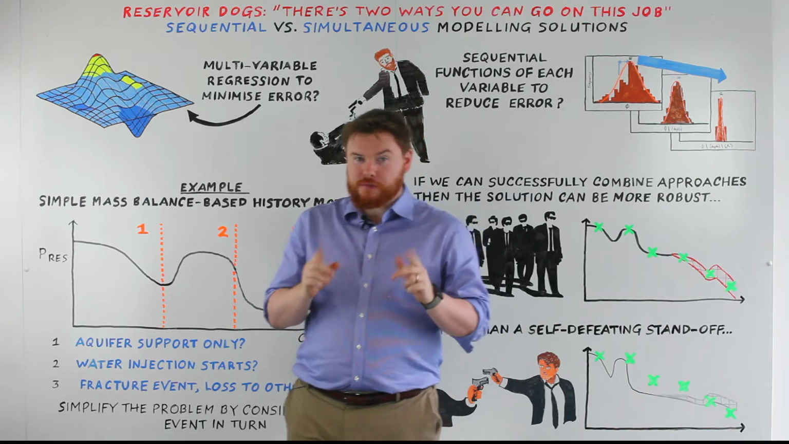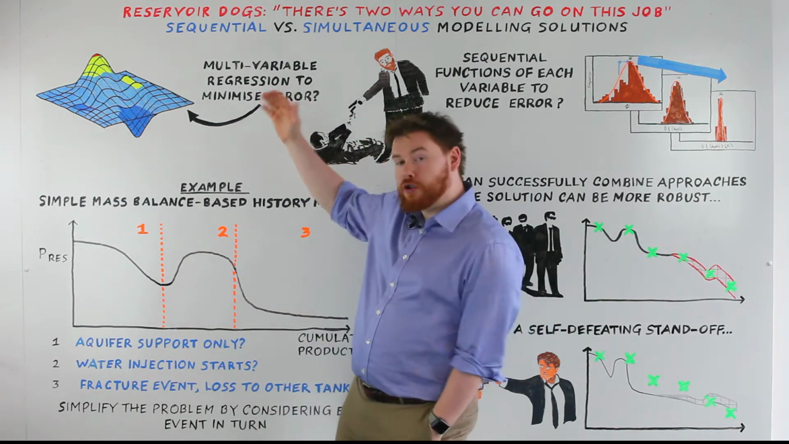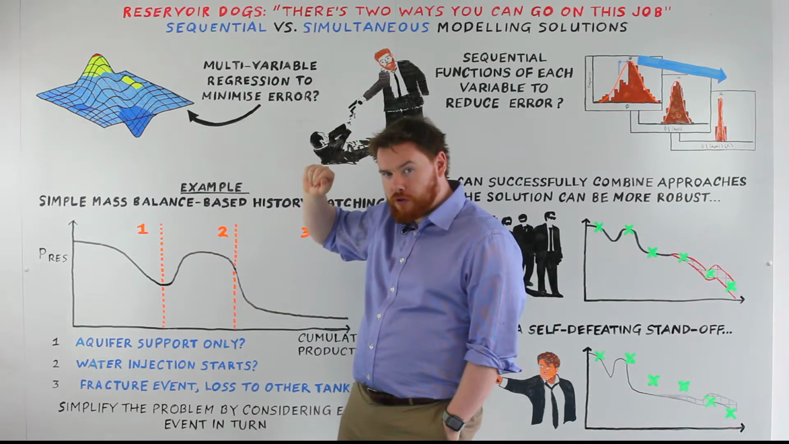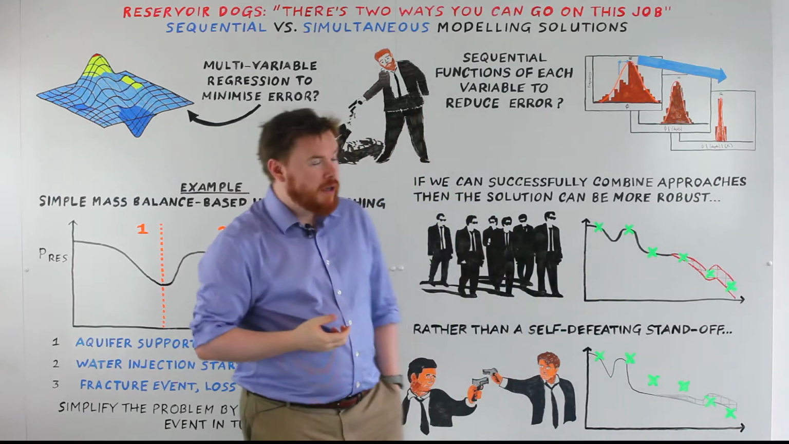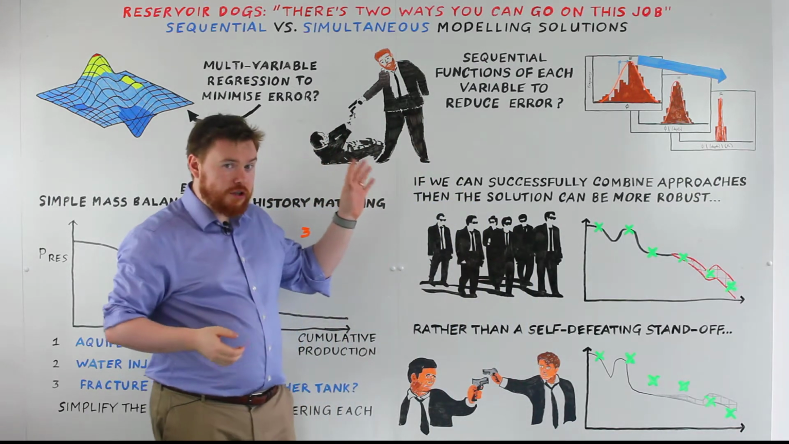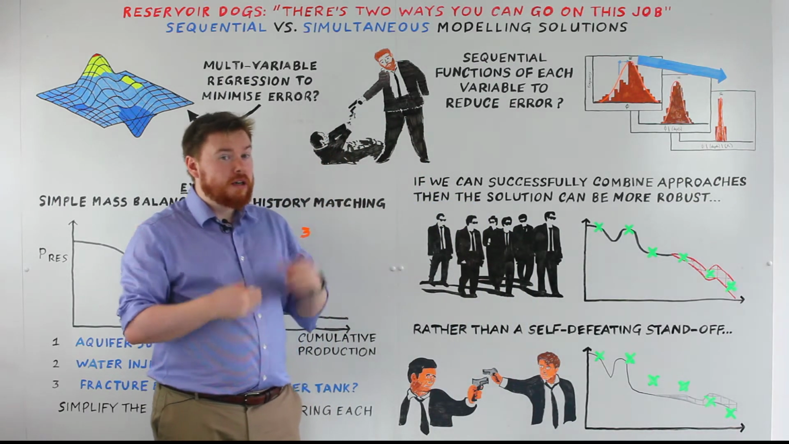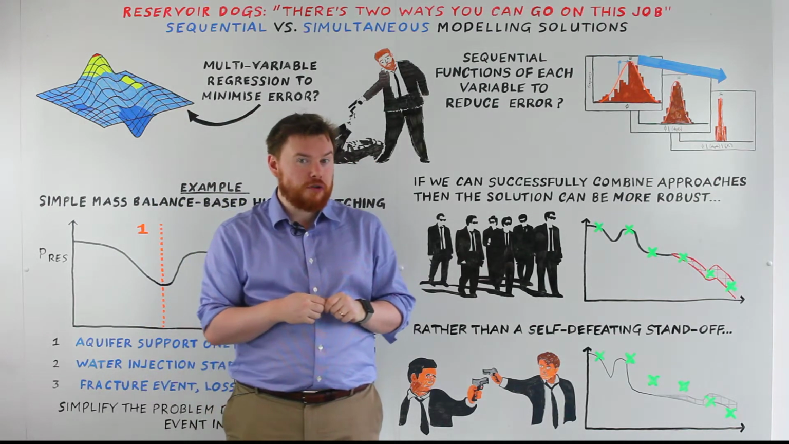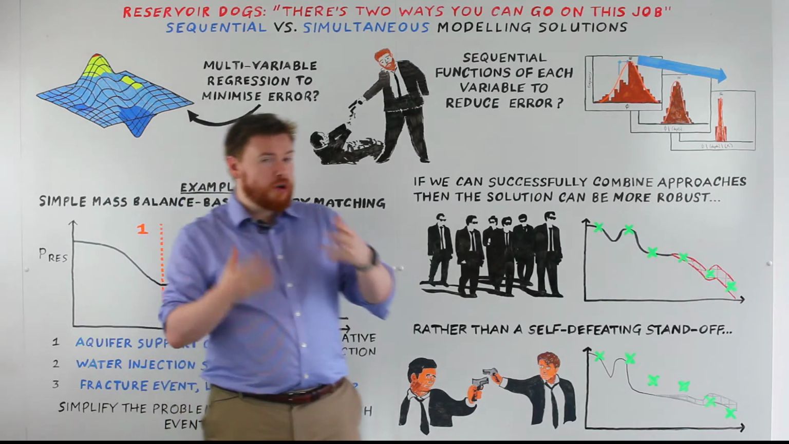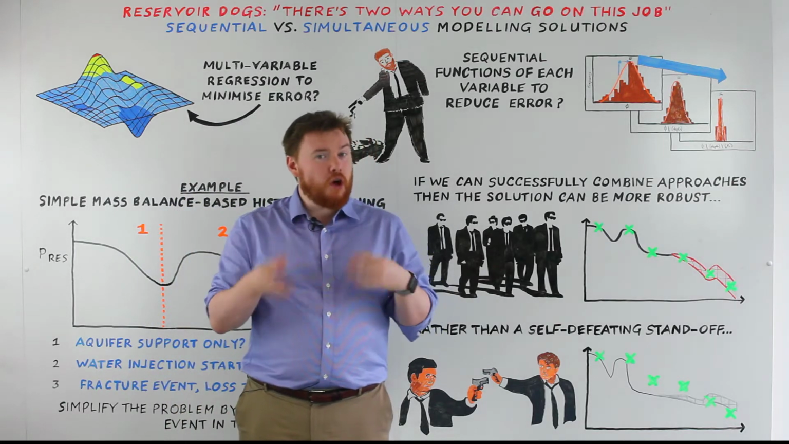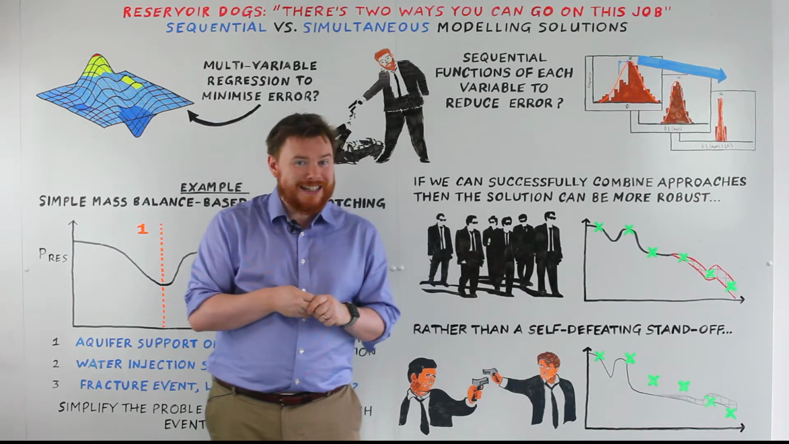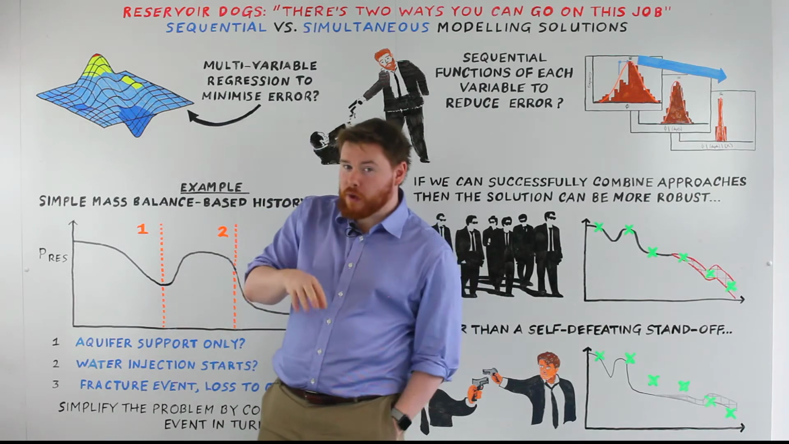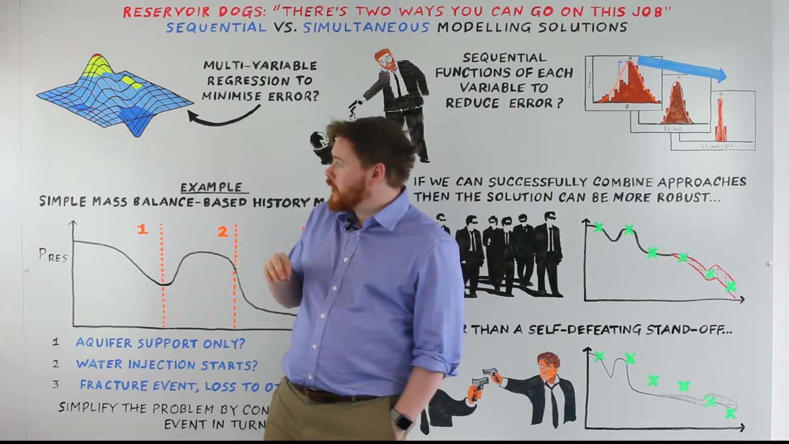My name's Jim Ross and today we're going to be talking about sequential versus simultaneous modelling solutions. In particular, how to avoid an ugly confrontational standoff between the two, not unlike this iconic scene from Quentin Tarantino's Reservoir Dogs. When we're modelling things in oil and gas, we have a lot of variables in play at any one time. And broadly speaking, we have two ways that we can address this.